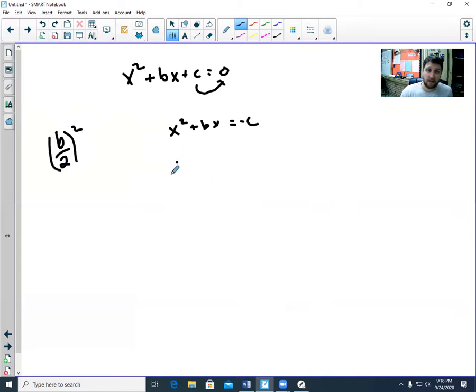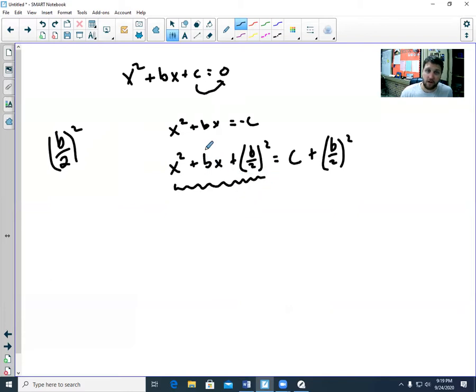So this is going to end up being x squared plus bx plus b over 2 squared equals -c plus, and I said add it to both sides, b over 2 squared. The beautiful thing about this is it will always factor into x plus that thing right there, or x plus b over 2 right there. Sorry, I circled the wrong one. So it's always going to factor into x plus or x minus, whatever b over 2 is, squared, equals, and then this whole stuff on the other side.